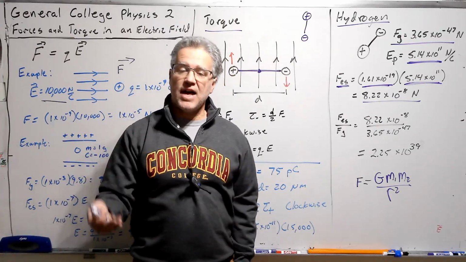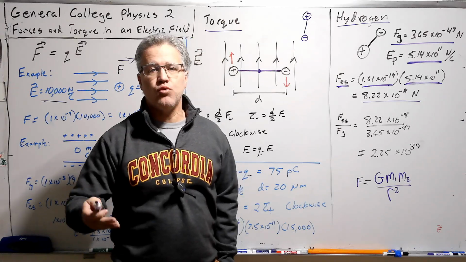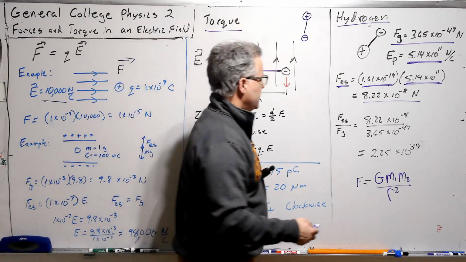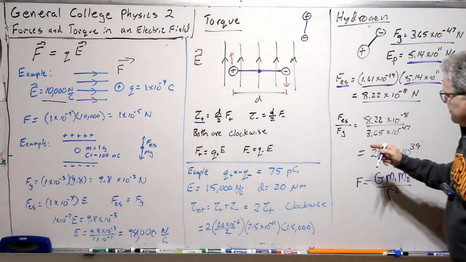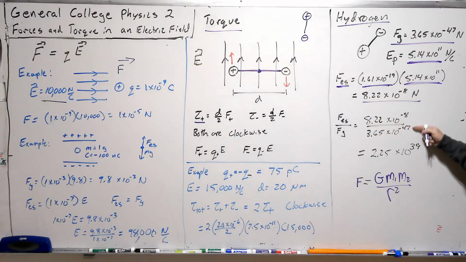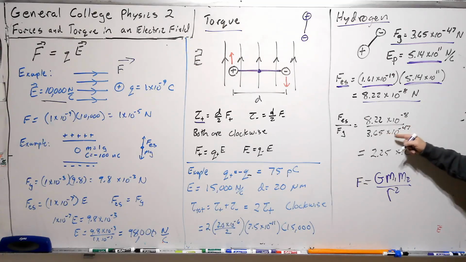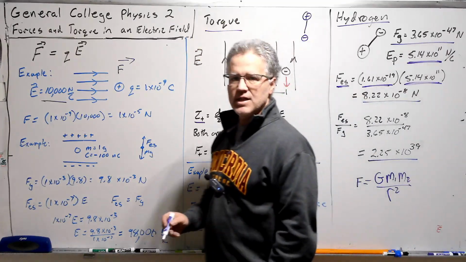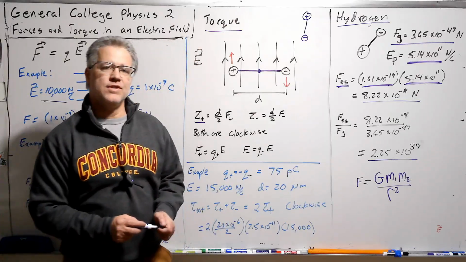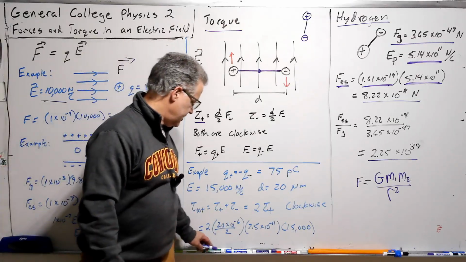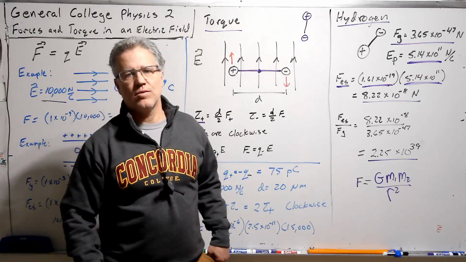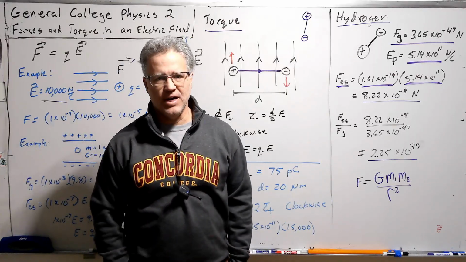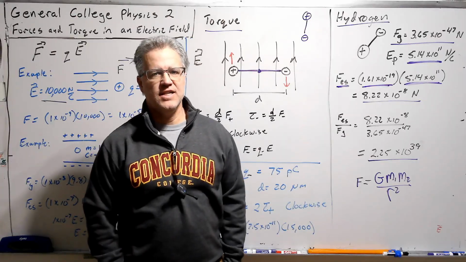So the question is, what is the relative importance of each of these? If we take the ratio of this, we get 8.2 times 10 to the minus 8 over 3.65 times 10 to the minus 47, or 2.2 times 10 to the 39. So the electrostatic force is overwhelmingly more important, and we absolutely do not need to worry about gravitational effects in hydrogen.